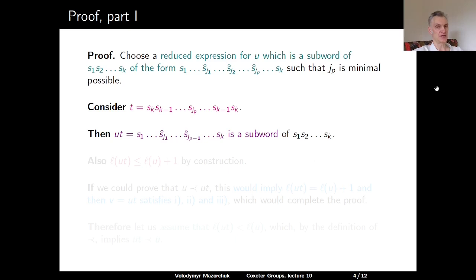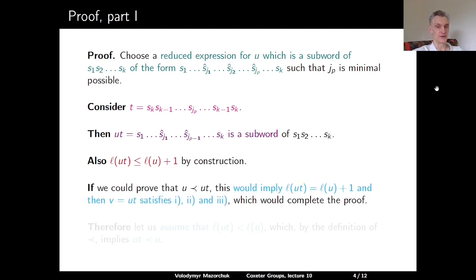Then ut is obtained from u by putting the letter s_{jp} back, and this is clearly a subword of s1, s2, and so on, sk. And also, since we put one letter back, we have that the length of ut is at most the length of u plus 1. There is no guarantee that the obtained expression is reduced. Therefore, we can only increase the length by 1, or we can maybe decrease it.